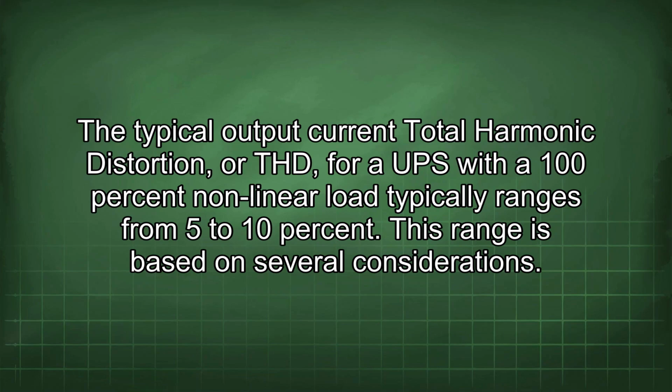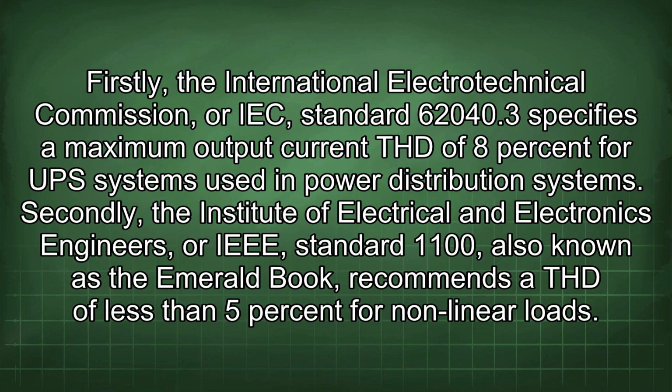The typical output current total harmonic distortion, or THD, for UPS with a 100% nonlinear load typically ranges from 5 to 10%. This range is based on several considerations. Firstly, the International Electrotechnical Commission, or IEC, Standard 62040.3 specifies a maximum output current THD of 8% for UPS systems used in power distribution systems.